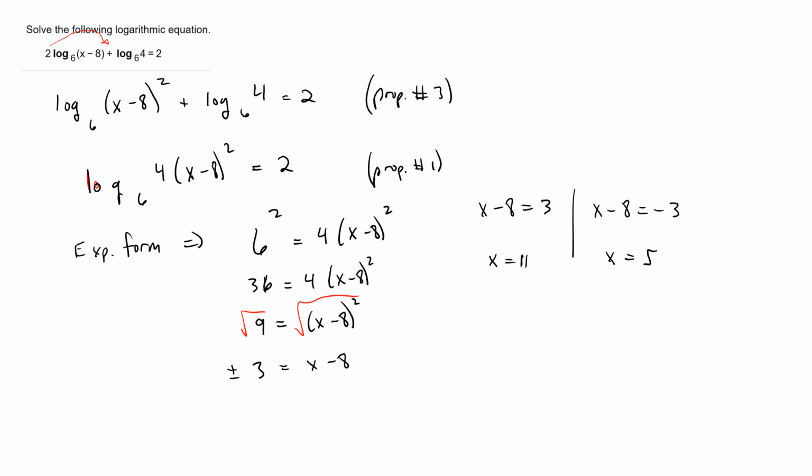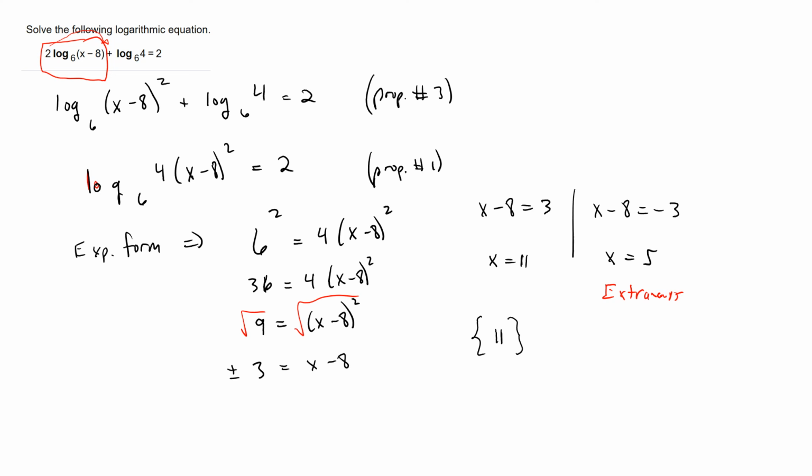And notice that if I were to take 5 and stick it into the left side of the equation, specifically on the first log, if I plug 5 in there, I'd be logging negative 3, because 5 minus 8 is negative 3. And so 5 is extraneous. We have to discard that solution. And so the only answer is 11.